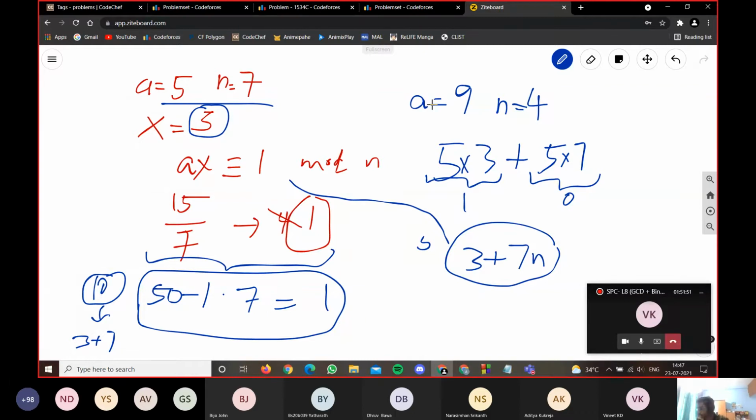That is one property. And for 9 and 4, I think one was told and one is the answer. One works.